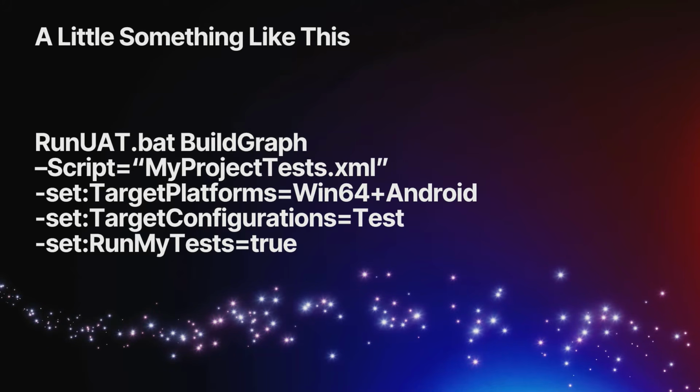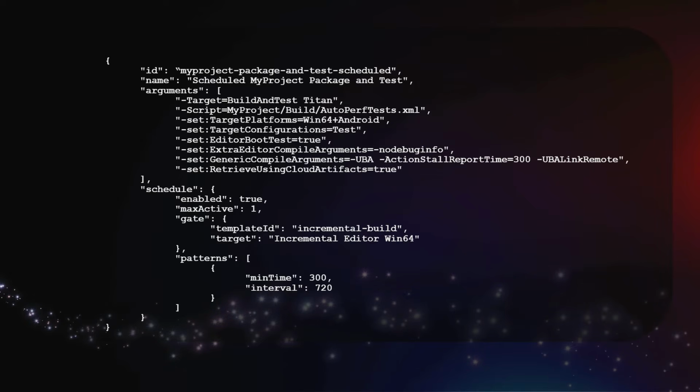And then you can run it from command line, run uat.bat, call the BuildGraph, and then set a couple of different variables. And at this point, you go, now I can figure out how to run this on Horde. Finally, I can do this every night without having to run it by hand.